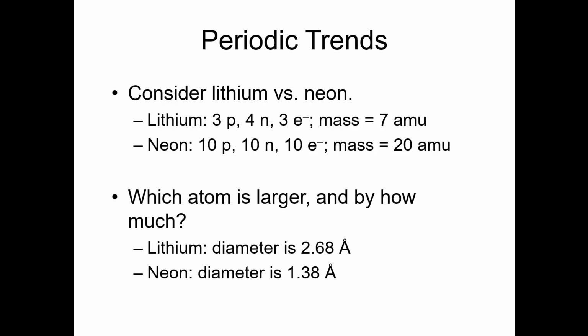Now, how is that even possible, that a thing that weighs like 3 times as much, and actually has more than 3 times as many particles in it, is smaller in diameter, only half the diameter? Well, to answer that, we're going to talk about a property known as effective nuclear charge.